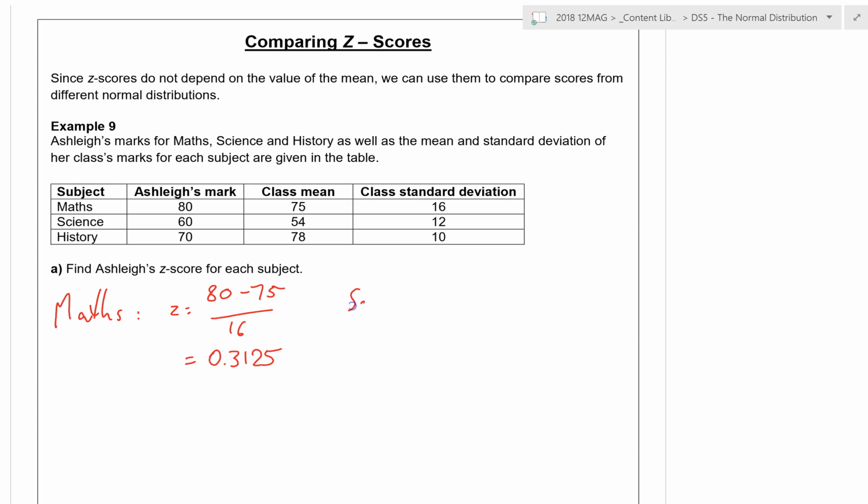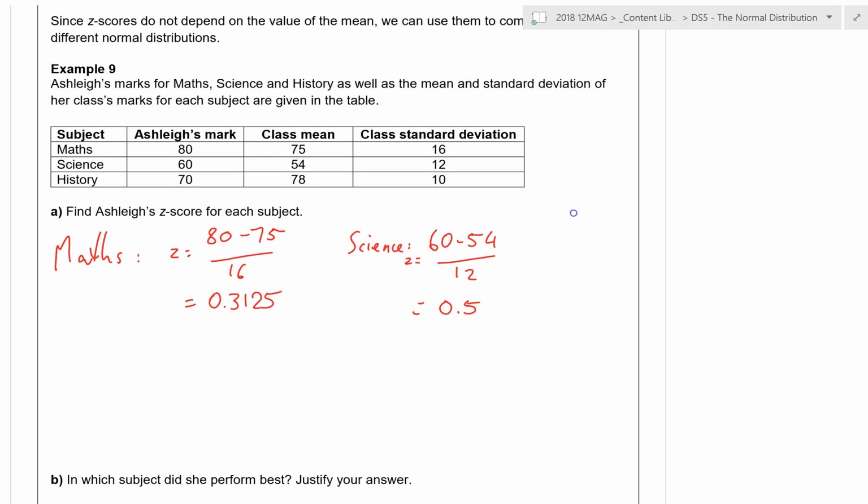Maths, science. Now, we have 60 minus 54 divided by 12. So our Z-score here equals 0.5. So there you go, science was better than maths.